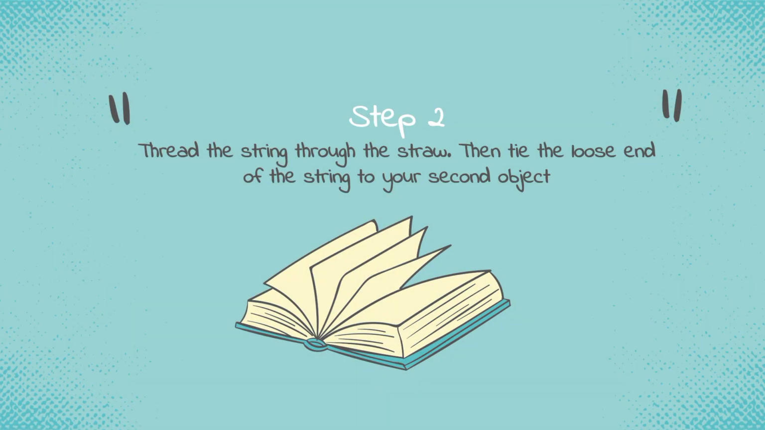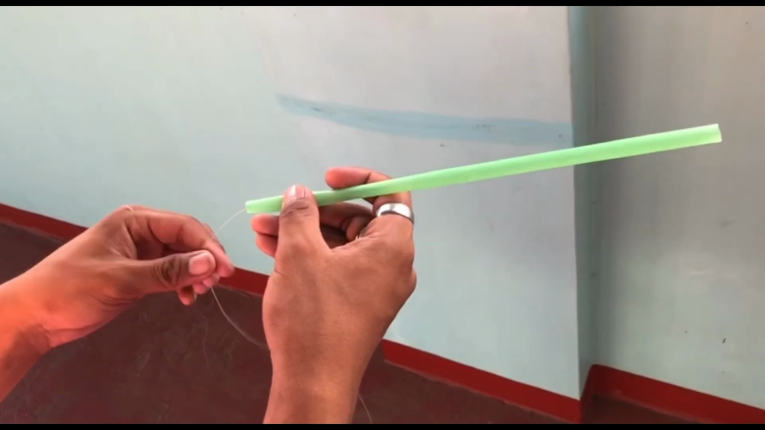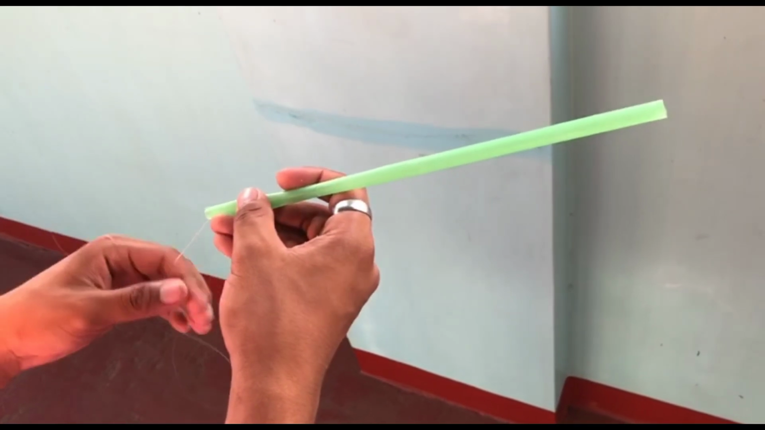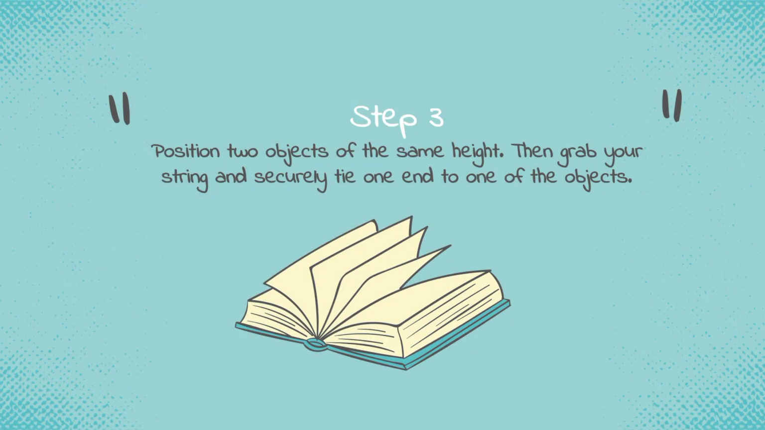Step 2. Thread the string through the straw. Then tie the loose end of the string to your second object. Step 3. Position two objects of the same height. Then grab your string and securely tie one end to one of the objects.